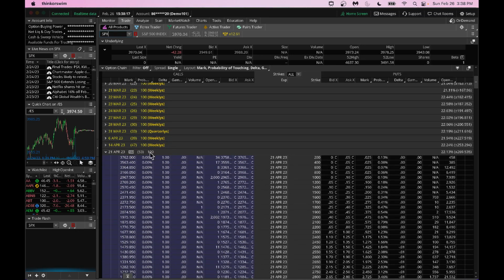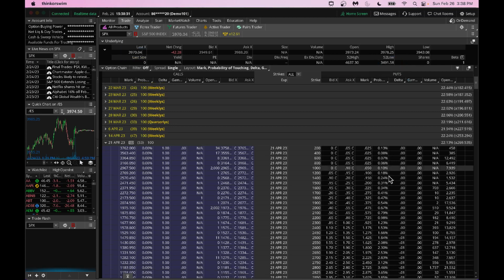In this scenario, I would love to sell some put options. It's super liquid right now. Look, it's about 3970, and the 52-week low is 3491, and keep going here.